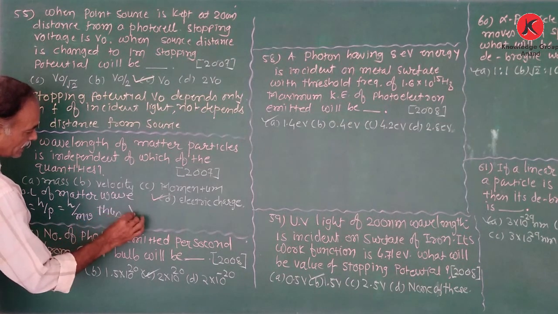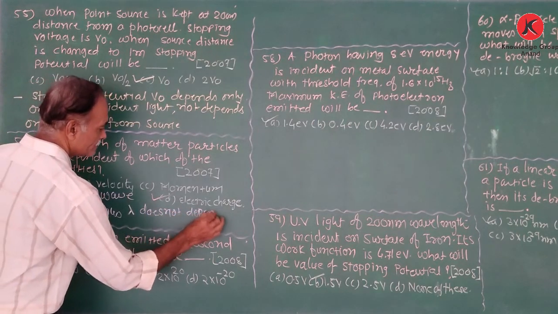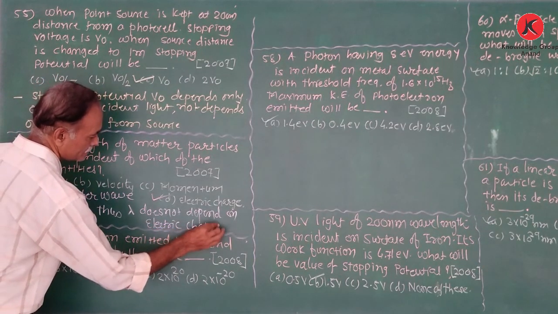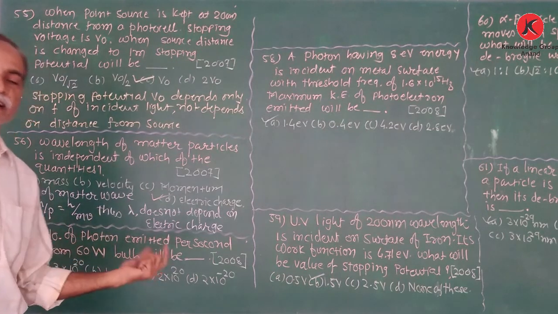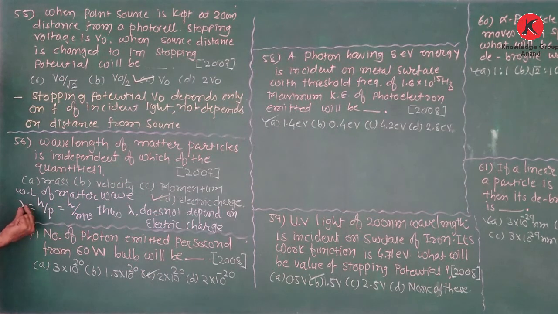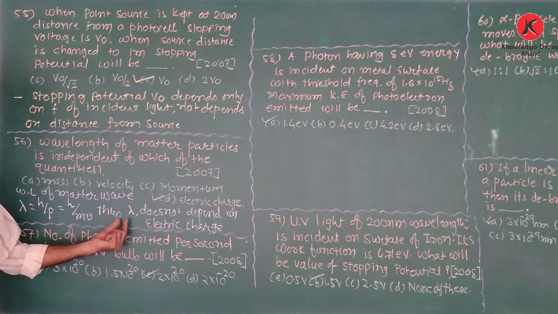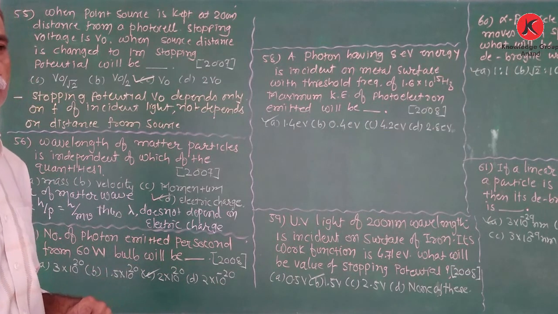Thus, lambda does not depend on electric charge. Here is actually the equation of the de Broglie wavelength, lambda is equal to h upon p. From this equation, lambda is inversely proportional to the mass, inversely proportional to the velocity, that is mass into velocity, momentum, and lambda is also inversely proportional to the momentum. But in this equation, there is no quantity of electric charge. Therefore, lambda is independent of electric charge.